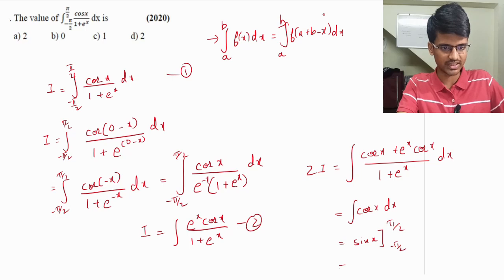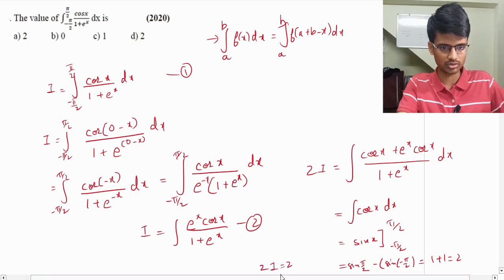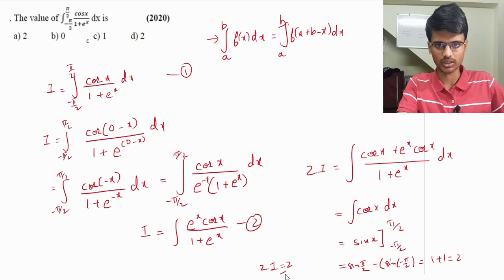So this is sin pi by 2 minus of sine of minus pi by 2. So this is nothing but 1 plus 1, that is 2. So what we have got is 2I equal to 2. That means I is equal to 1, right? 2I is equal to 2, that means I is equal to 1. So this is how you solve these kind of questions.